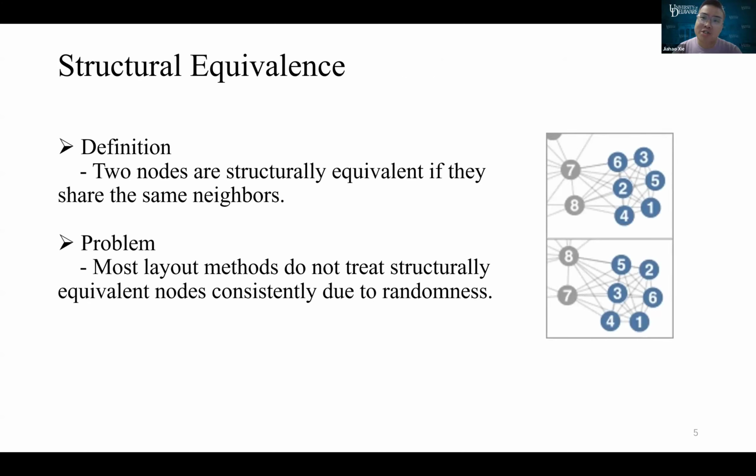Then let's talk about structural equivalence. It is an important issue that this paper takes into account. Two nodes are structurally equivalent if they share the same neighbors, and structurally equivalent nodes should be placed in a similar location of the layout. However, many layout methods, such as force-directed methods, prevent nodes from overlapping by applying repulsive forces, which can cause structurally equivalent nodes to appear far apart in the layout. This variability makes it difficult to compare layouts directly based on node positions.